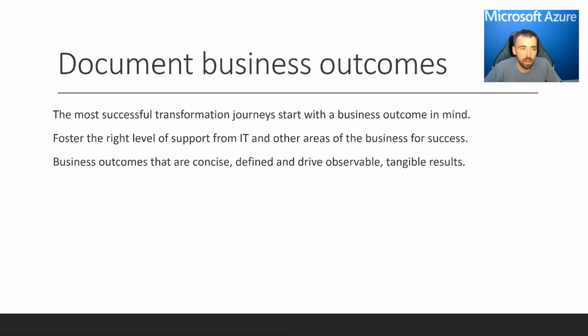Business outcomes should be concise, defined, observable and tangible. I'm going to give some more examples in a later slide of some specific business outcomes that you might see, but ultimately they need to be observable and tangible. They need to be outcomes that we're able to measure at a later stage to measure success.